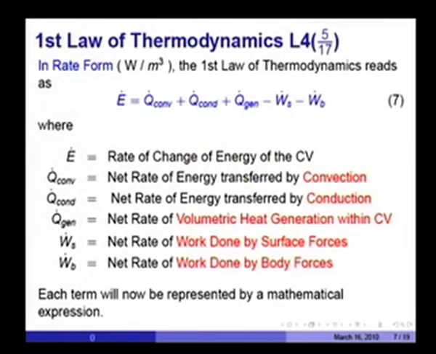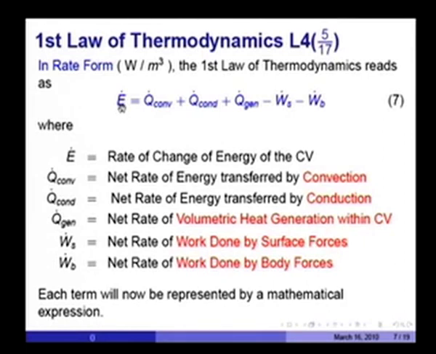We now turn to the first law of thermodynamics. In rate form, that is watts per cubic meter, the first law of thermodynamics reads as dE by dt equal to dQ by convection by dt, dQ conduction by dt, plus rate of generation of energy minus work done by shear forces minus work done by body forces. Each of these terms is defined here. We shall seek mathematical representations for each one of them.